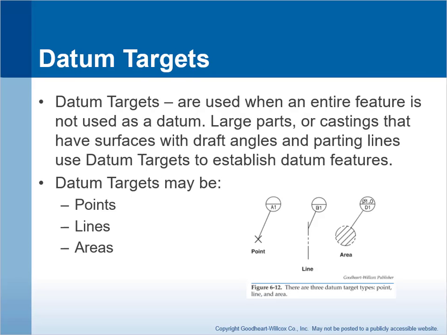So let's talk about datum targets. This is Objective 3, utilize all methods for identifying datum features, including the use of target points, lines, and areas. So datum targets can be points, lines, and areas, and here's how we call them out. If it's a point, we put an X. If it's a line, we put a line. If it's an area, we put a border around the area and we shade that area.